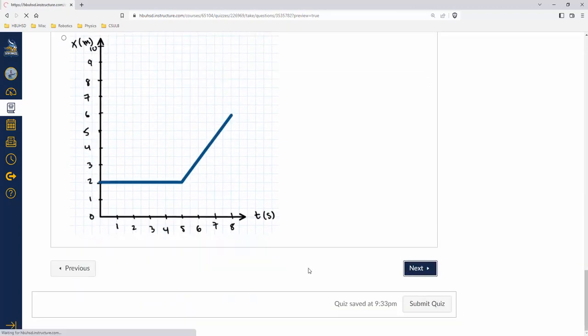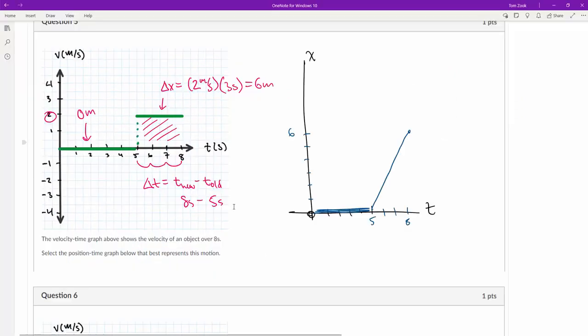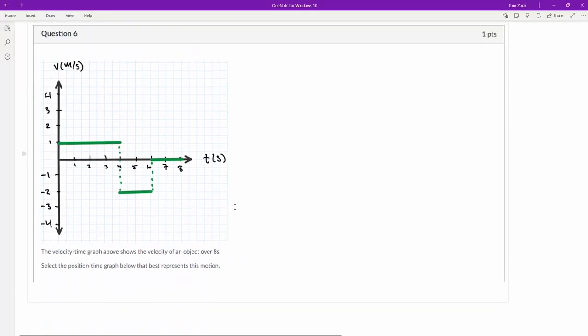All right, let's see. We got one more problem here, I think. So another velocity graph. And this one we're asked to find the position graph again. But this one's got that little bit of trickiness. We got that negative position change. First area we got here, that's going to be a delta x of, let's see, 1 meter per second multiplied by 4 seconds, or 4 meters.